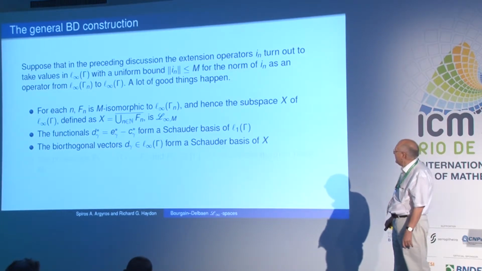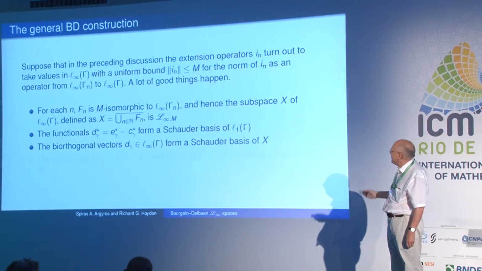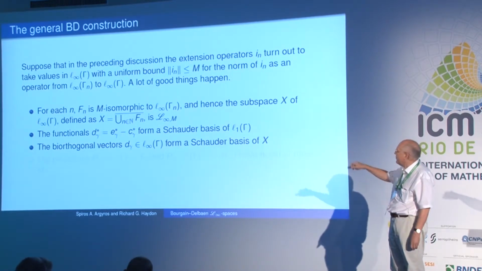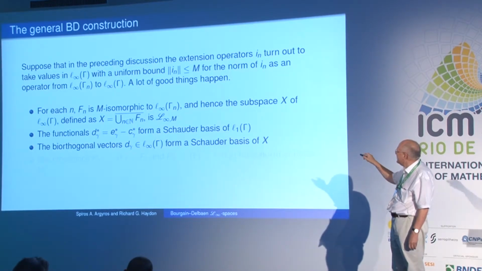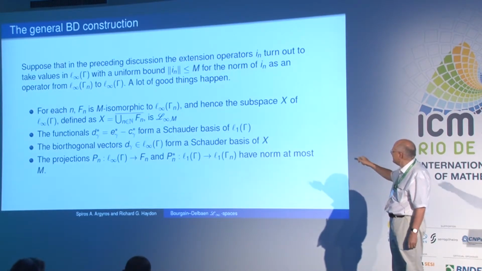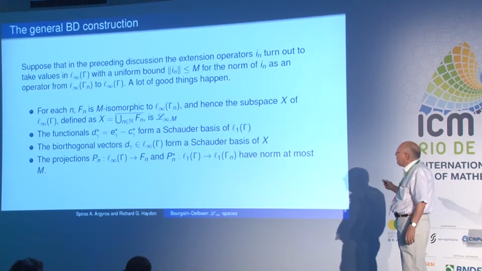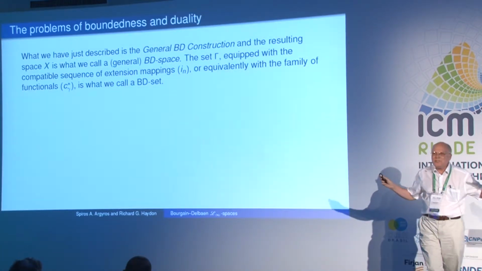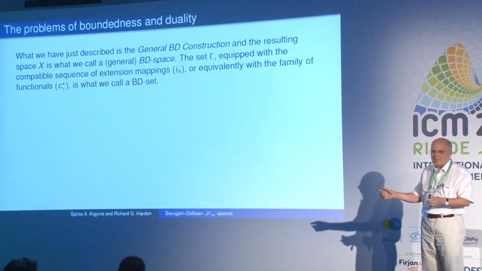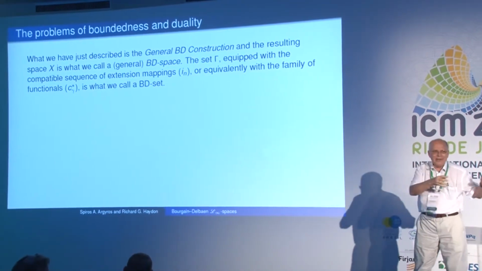The biorthogonal vectors, D gamma, I've probably already said, yes, the D gammas defined in terms of the extensions are exactly the things biorthogonal to the D star gammas. They form a Schauder basis of X. And the projections are all fine. So everything is wonderful. So that's the most general version of a Bourgain and Delbaen construction. So briefly stated, a Bourgain and Delbaen space is a script L infinity space obtained from a chain of extension operators.